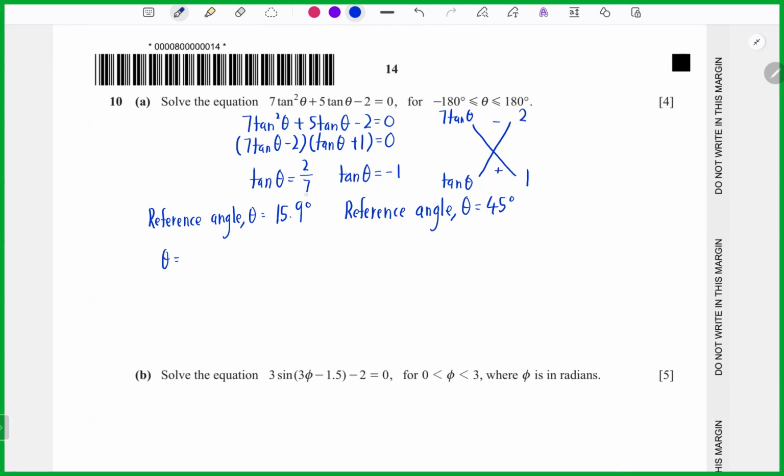Because you see this value is positive, so they will be in the first quadrant and second quadrant. So okay, now let's try. Because you need to find the value between positive 180 degrees and negative 180 degrees. Okay, for the first quadrant, you can take 15.9 degrees. It's not wrong. But how to find in the third quadrant?